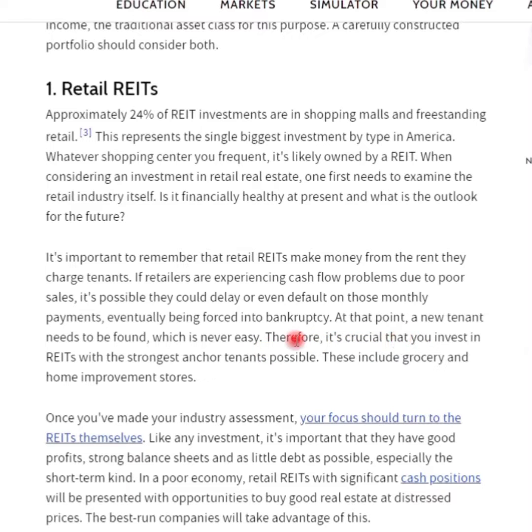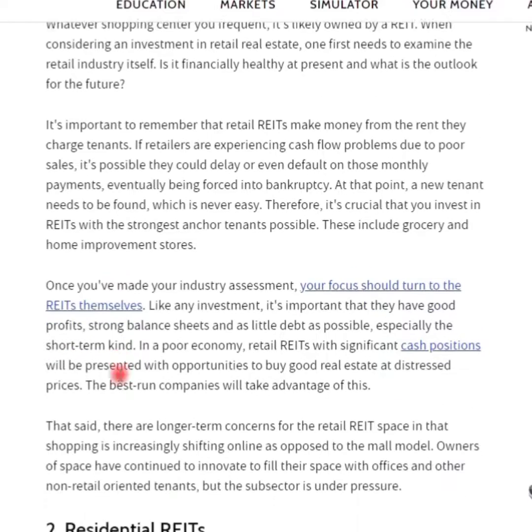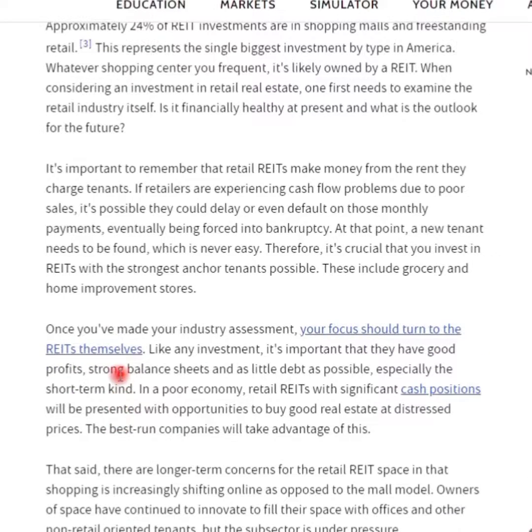Therefore, it's crucial that you invest in REITs with the strongest anchor tenants possible. These include grocery and home improvement stores. Once you have made your industry assessment, your focus should turn to the REITs themselves.